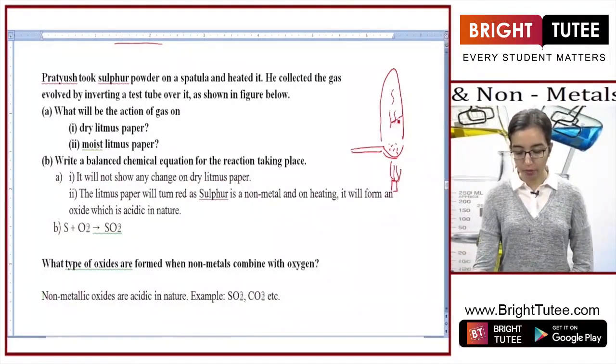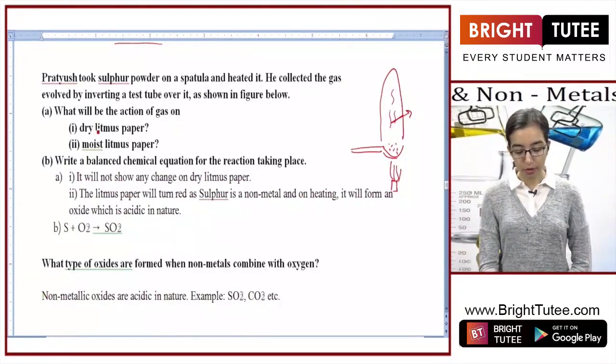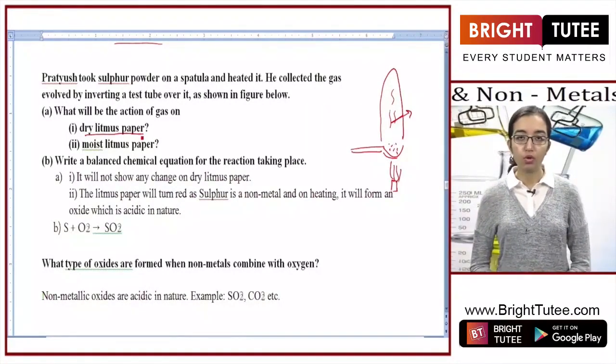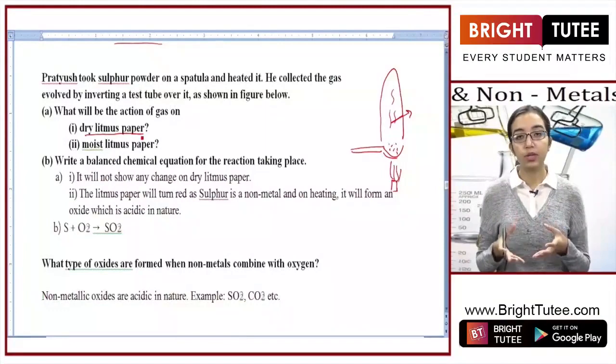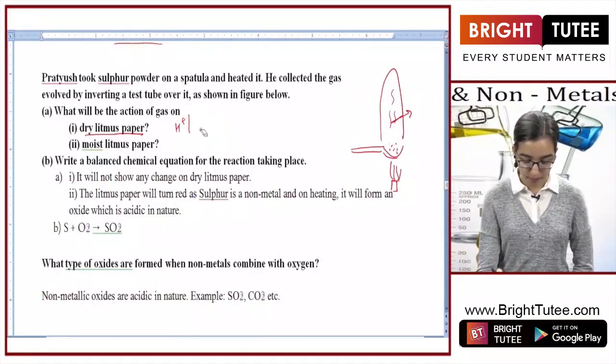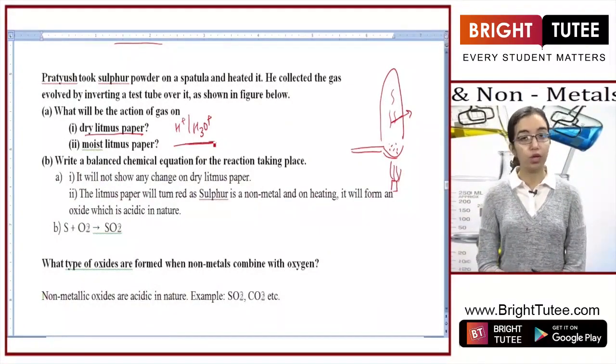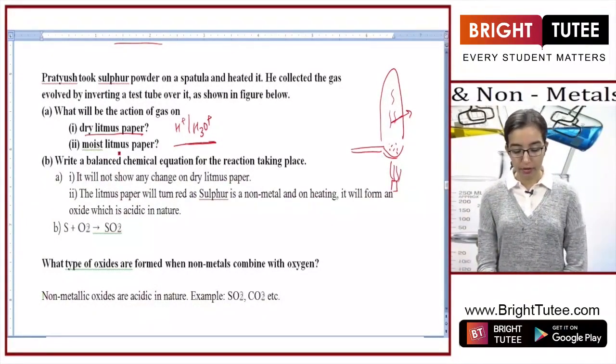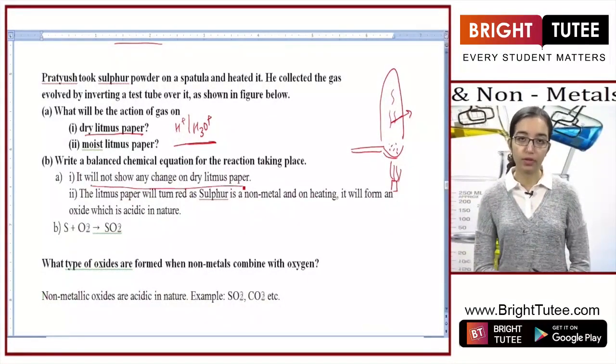Now we have to talk about the properties of this gas. So what action will be shown by the gas on dry litmus paper? On dry litmus paper, there would be no reaction shown, as we have studied in the previous chapter also. For a litmus paper to detect acidity or basicity, it needs to have the very important element of water being present, so that it can dissociate to form H plus, also known as H3O plus hydronium ions. The hydronium ions would only be formed in the presence of water, and that is why there will not be any change in the color of dry litmus paper.